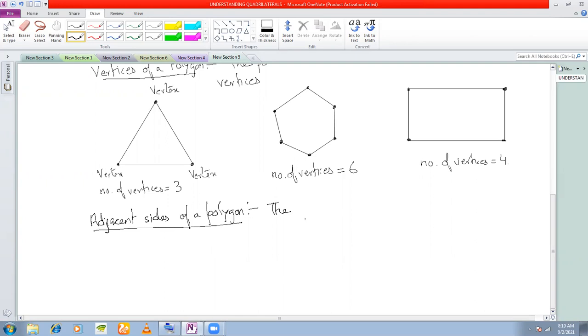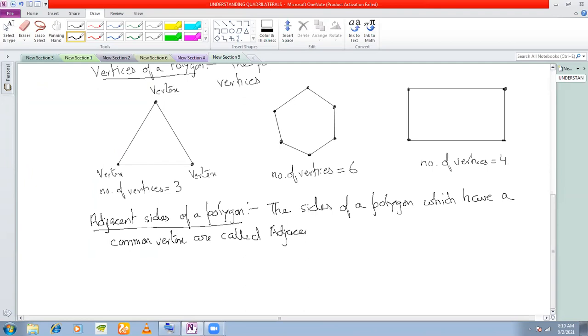Adjacent sides of a polygon. Now, what do you mean by adjacent sides? The sides of a polygon which have a vertex in common, which have a common vertex, are called adjacent sides of the polygon.